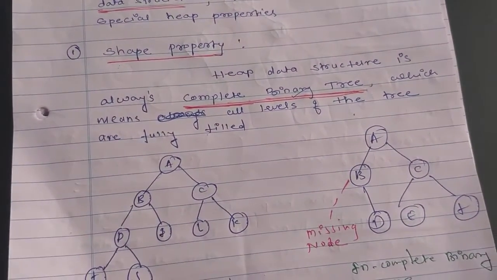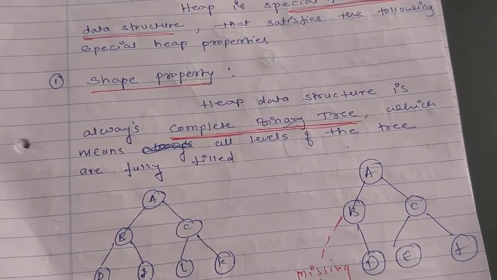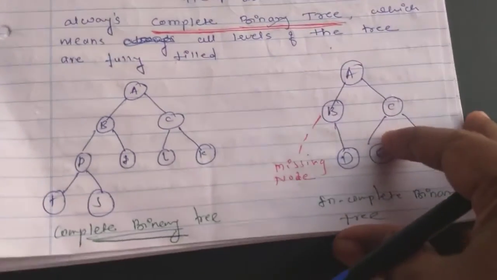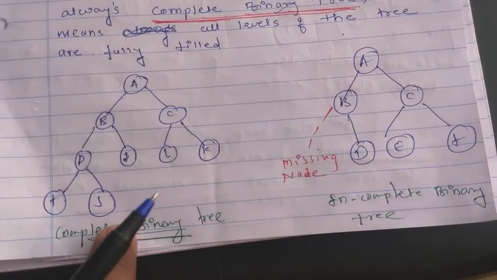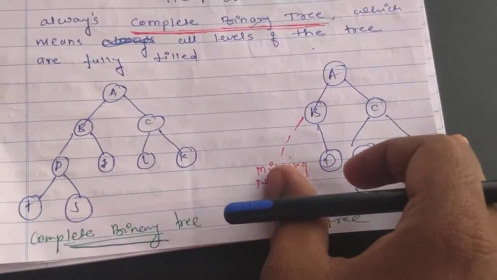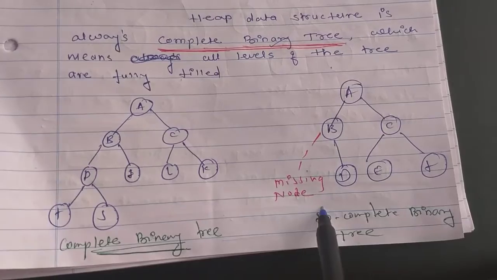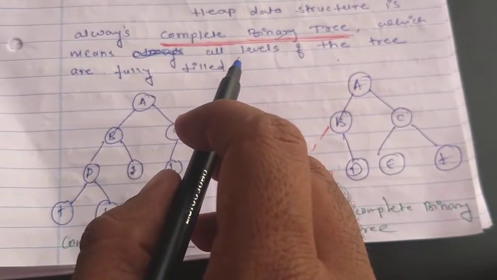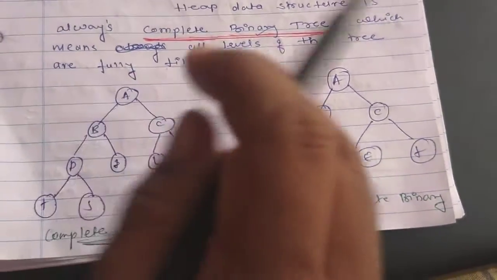In shape property, heap data structure is a complete binary tree, which means all the levels of the tree are fulfilled. So here we can see the first, left side subtree is a complete binary tree. It means all levels of the tree are completely fulfilled, but in the right subtree there is a missing part. So this one is not a complete binary tree. But if you want to construct the heap tree data structure, you should follow the property of a complete binary tree.